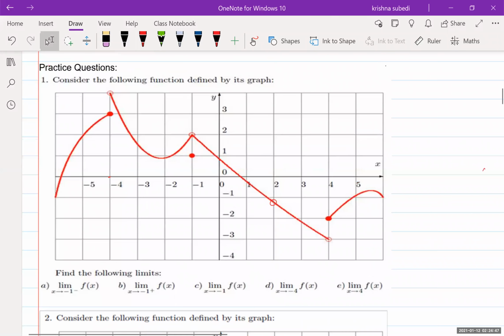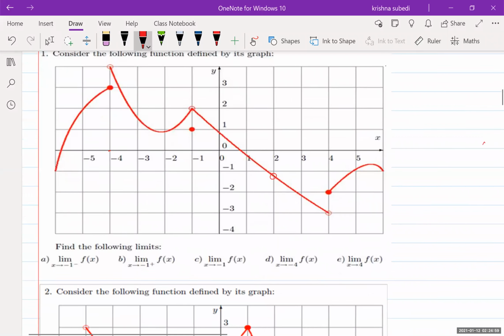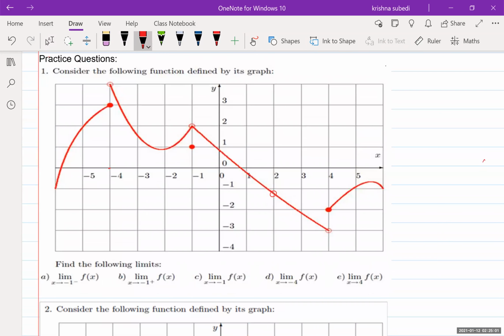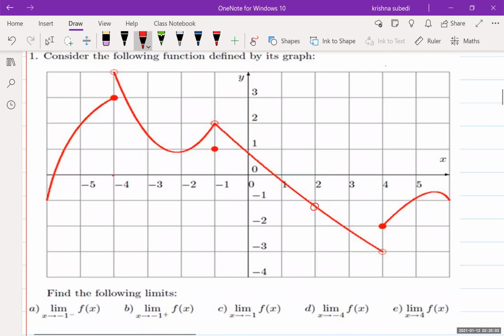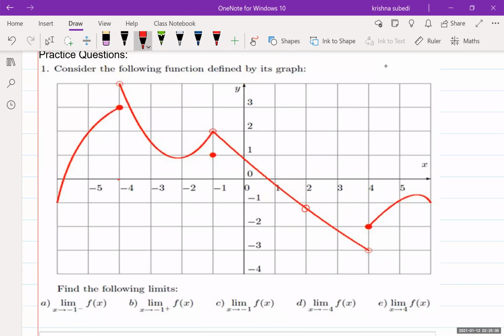Okay, so you guys had a little bit of time to work on practice question 1. So let's check the answer. Consider the following function defined by its graph. Now, first in part A, we want to find the limit when x tends to -1. It is actually the left-hand limit, as x approaches -1 from the left.